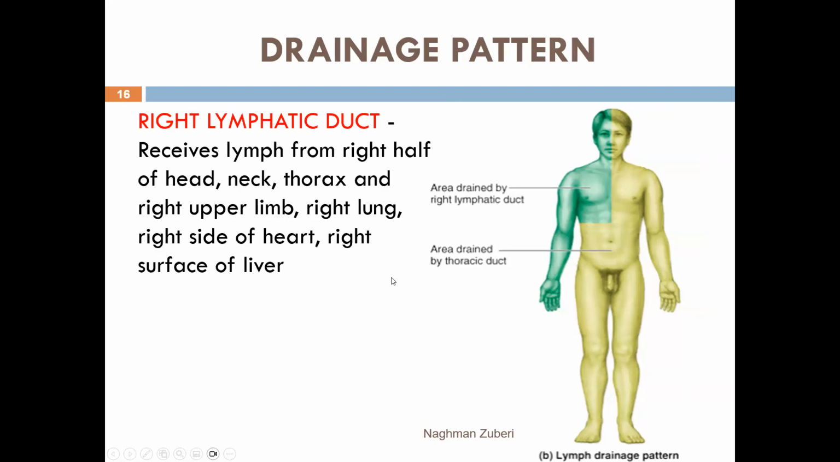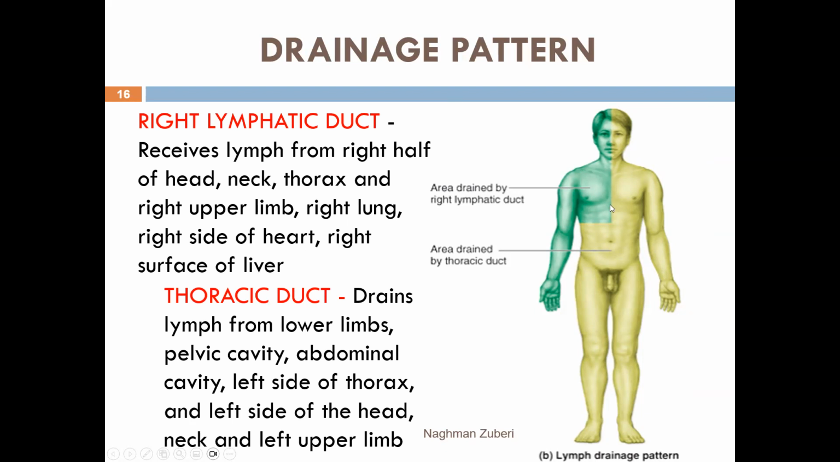this light green. Right lymphatic duct, this one, it receives lymph from the right half of the head, neck, thorax, and the right upper limb, right lung, right side of the heart, and right surface of liver. Whereas thoracic duct, it drains lymph from lower limbs, pelvic cavity, abdominal cavity, left side of thorax, and left side of the head, neck, and left upper limb.